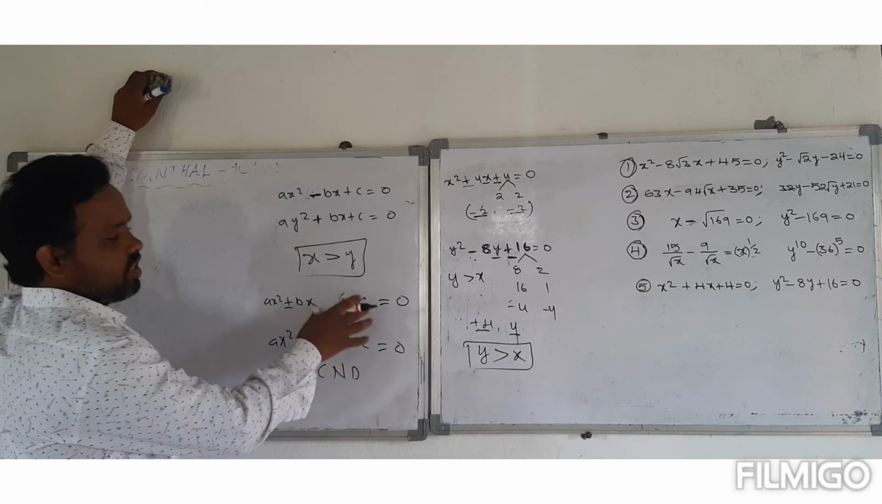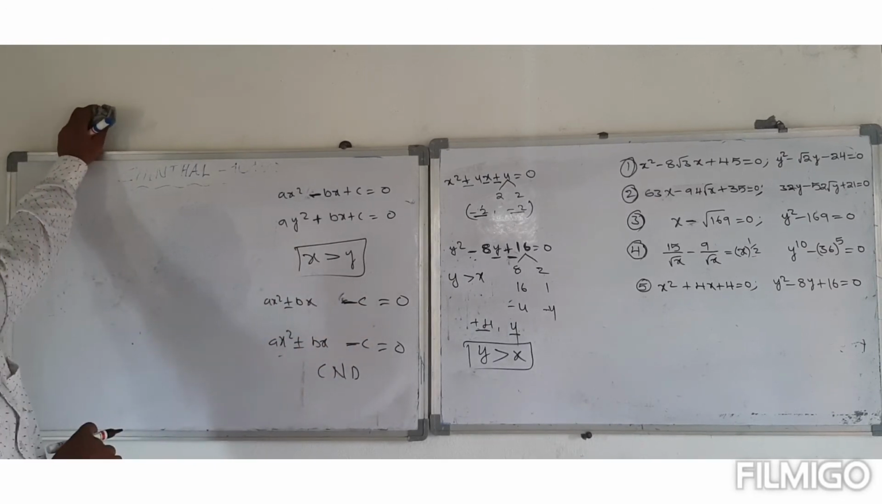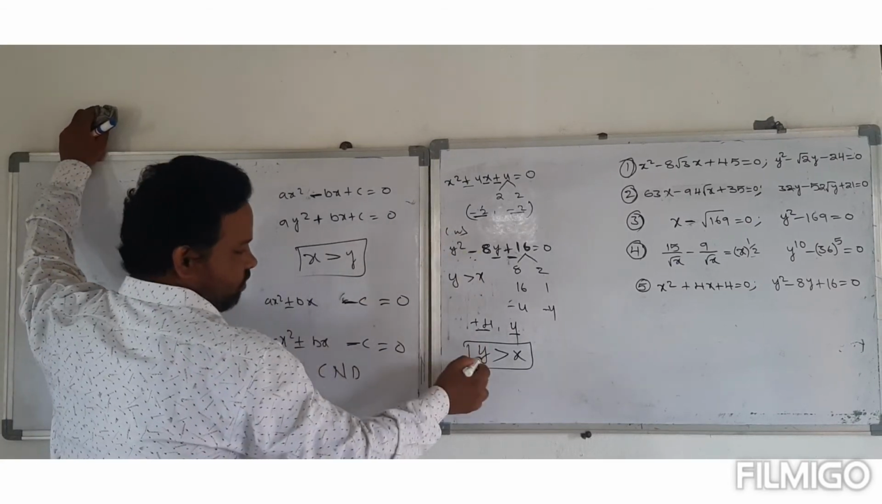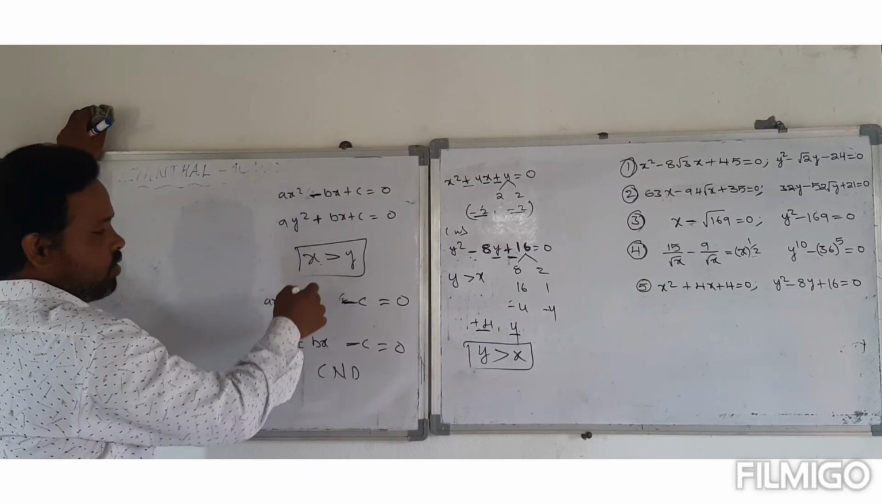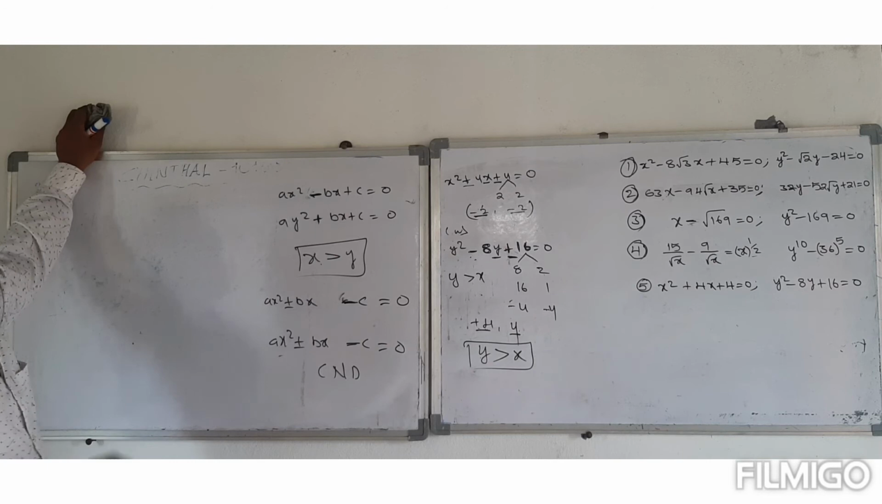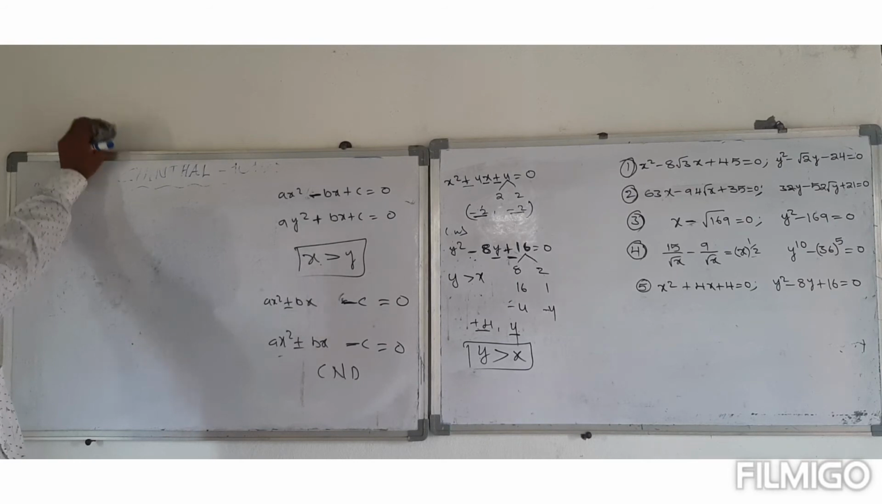That's why these three things are very important. No need to forget. Case 1, that is y is greater than x. Case 2, x is greater than y. Case 3 cannot be determined. It means the relation cannot be established. Okay, guys.